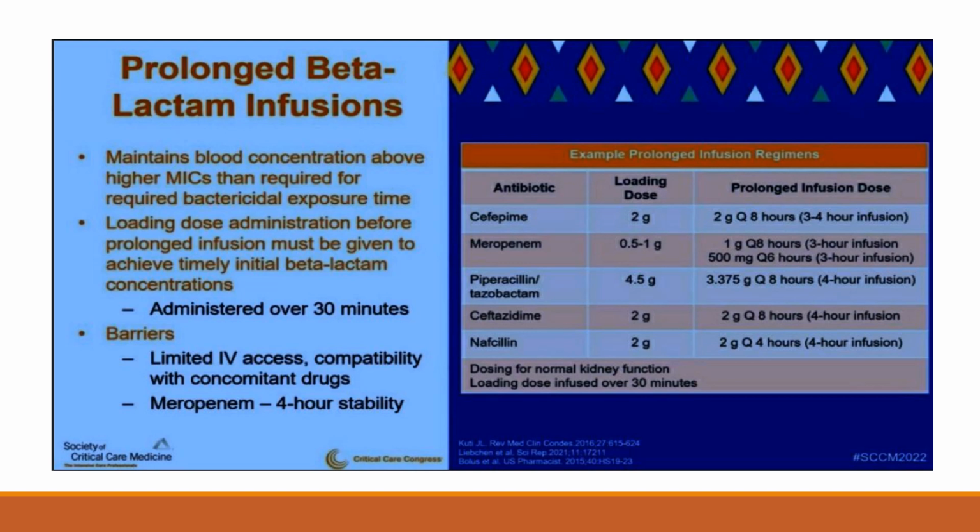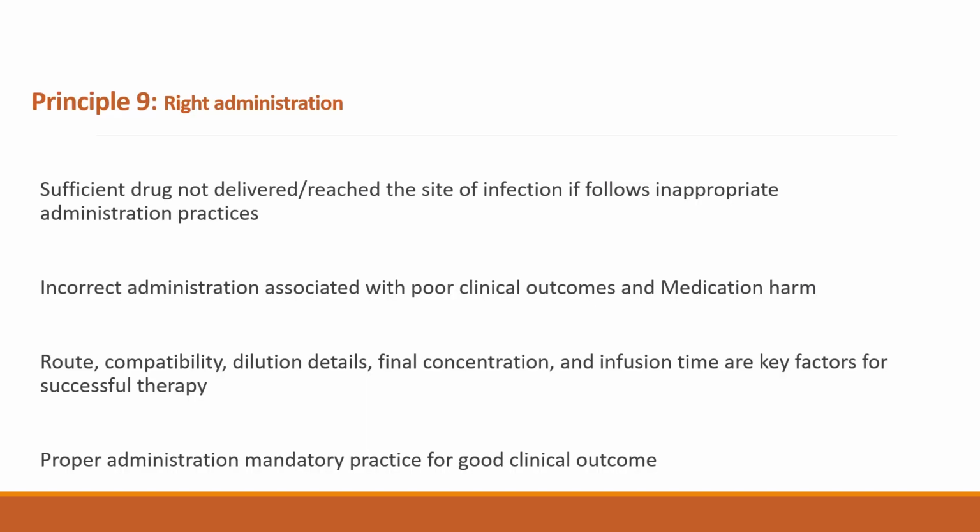It is administered over 30 minutes, given the limited IV access and the 4 hour stability of meropenem. With incorrect administration, sufficient drug may not reach the site of infection. This follows from inappropriate administration practices. Route, dilution details, and final concentration are key factors for successful therapy. Proper administration is a mandatory practice for good clinical outcomes.